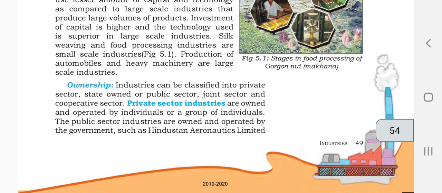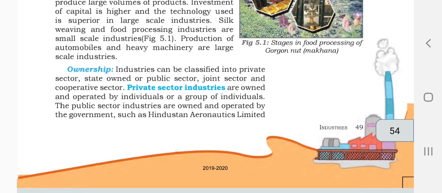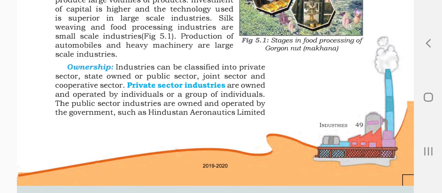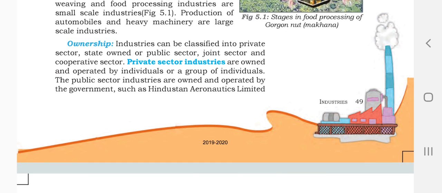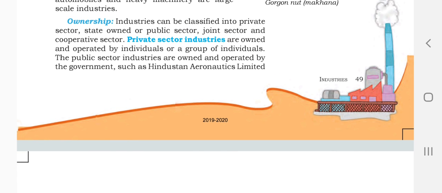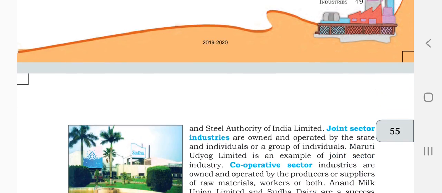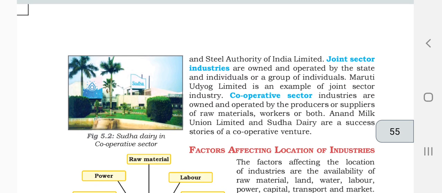Next one is ownership. Ownership can be classified into private sector, public sector or state owned, joint sector and cooperative sector. So these are the different forms in which people own their companies or industries. Private sector industries are owned and operated by an individual or a group of individuals. The public sector industry is owned and operated by the government, for the people, such as Hindustan Aeronautics Limited and Steel Authority of India Limited.